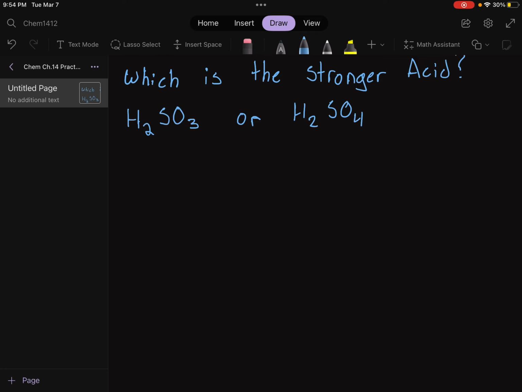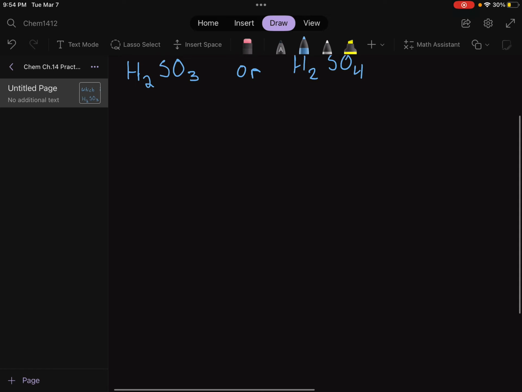So let's start out with H2SO3. S is going to be the central atom for this one. So S, then we have 3 O's and 2 H's, each one attached to the O's. So we know the Lewis dot structure is going to look something like this. There's going to be one double bond, and the other O's are going to have a single bond.